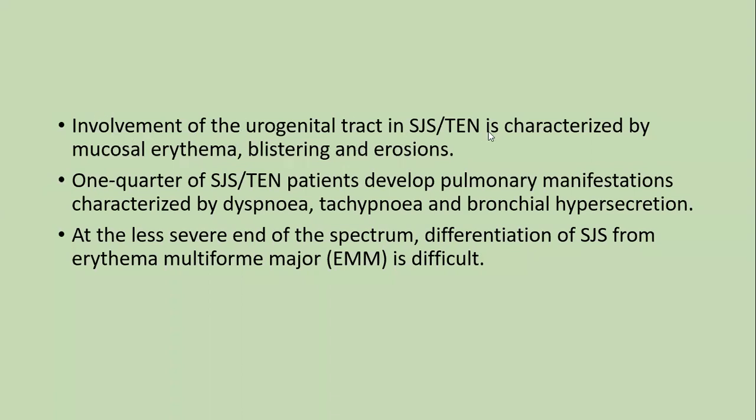Involvement of urogenital tract is characterized by mucosal erythema, blistering, and erosion. One fourth of Stevens-Johnson and TEN patients develop pulmonary manifestations. I have already mentioned dyspnea, tachypnea, and bronchial hypersecretion.